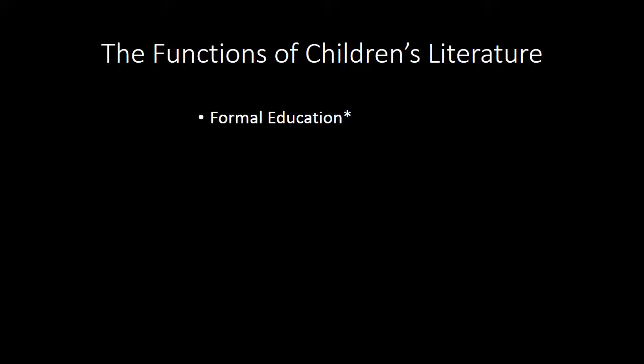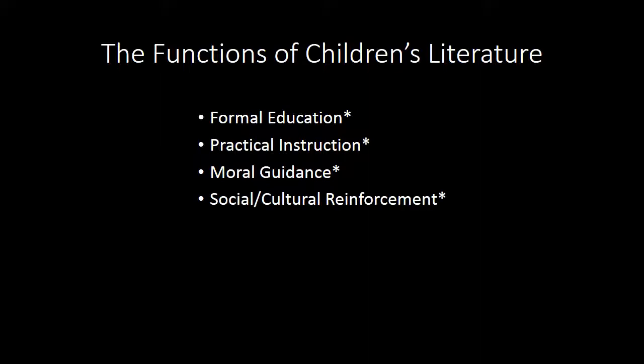The first that we'll examine is formal education, or teaching students the reading, writing, and arithmetic skills that they would need in the classroom. The second is practical instruction, or literature that teaches children about the world around them, focuses on things like nature or agriculture. Then we'll look at literature that offers moral guidance, teaches children the should and should nots, as well as social and cultural reinforcement, or literature that reinforces specific social norms.